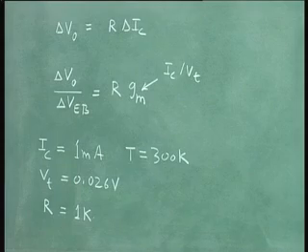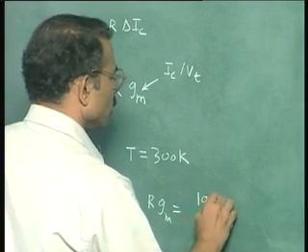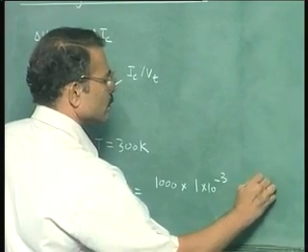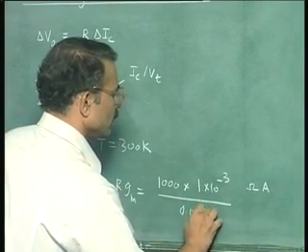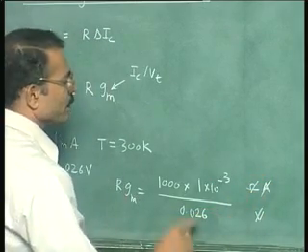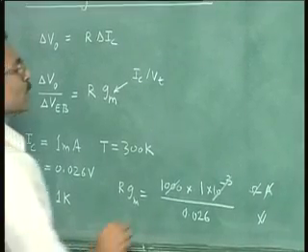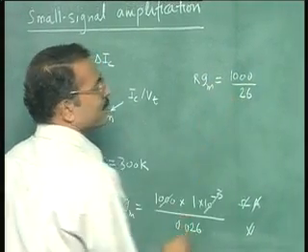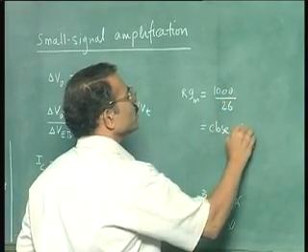We have R into GM is given by 1 kilo ohms into 1 milliampere upon 0.026 volts. So, ohms into ampere by volts, this cancels, giving a dimensionless quantity. 10 power minus 3 and this cancels. So, 1 by 0.026, that is 1000 by 26. So, R times GM is equal to 1000 by 26. So, this is close to 1000 by 25. That is about 40.